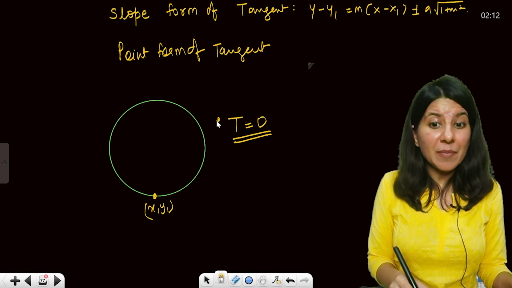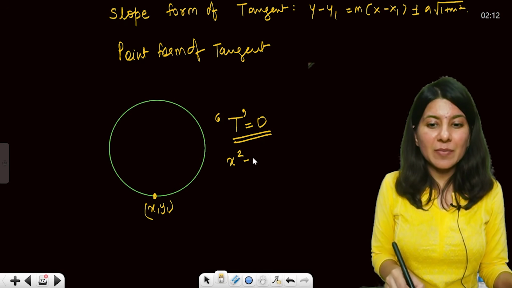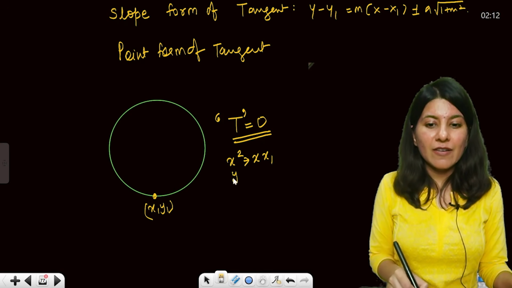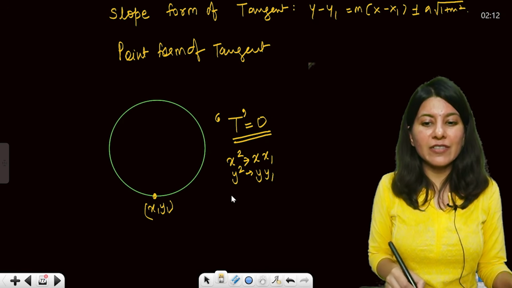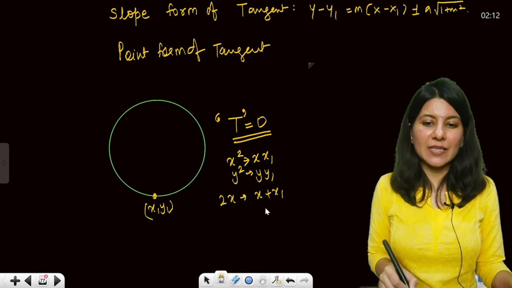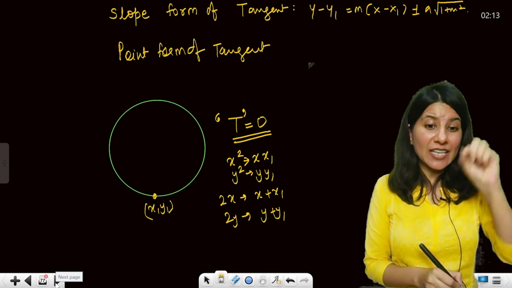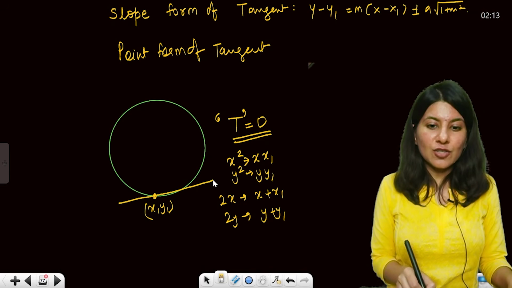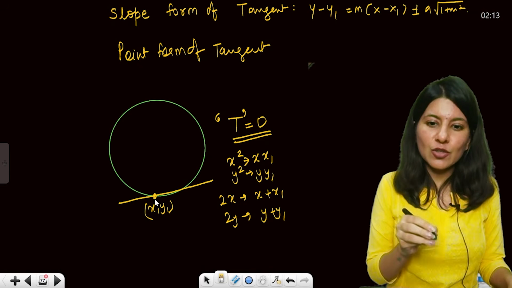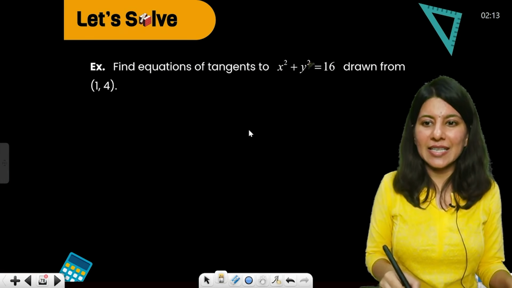Remember we discussed what T is, the terminologies. x squared will be replaced by x x1, y squared will be replaced by y y1, 2x will be replaced by x plus x1, and 2y will be replaced by y plus y1. Remember we did some exercise. So, if a point is lying on the circle and the point of tangency is given to you, only then you can use T equals to 0, which we are going to use in this case.